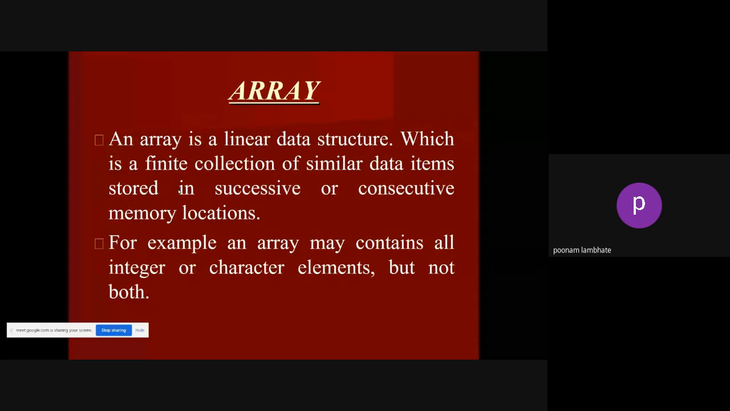Then array is a collection of elements which are of the same data type. In Python, you can have different data types within the single list or single array. But in C language, C++, Java, you need to have homogeneous arrays, that is, same type of data in the entire array.